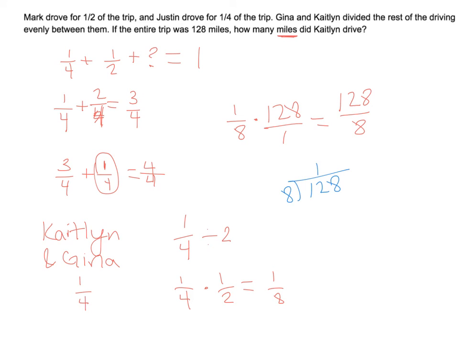8 goes into 12 once. 1 times 8 is 8. 12 minus 8 is 4. Let's bring down that 8. 8 goes into 48 6 times exactly. 6 times 8 being 48 will leave us a remainder of 0. So that means that each Gina and Caitlin drove 16 miles.